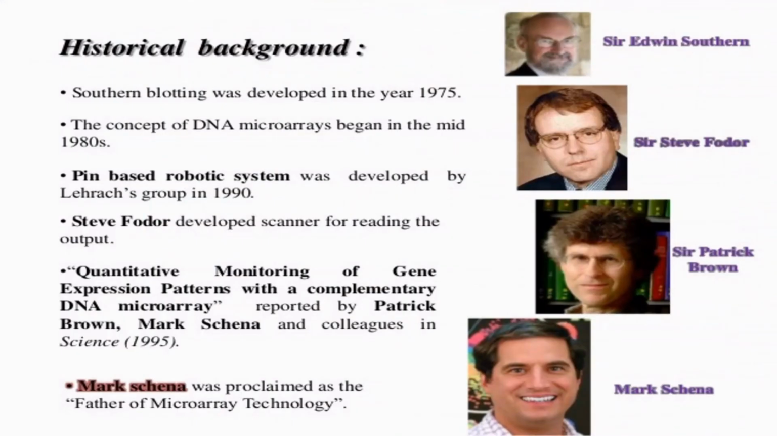Historical background. Let's review some historical background. Every person on the screen made some contribution to DNA microarray. The principle of DNA microarray is based on the Southern blotting technique. The concept of DNA microarray began in the mid-1980s. The robotic system was developed by the Lehrach group in 1919, and Steve Fodor developed the scanner for DNA microarray, and finally the gene expression pattern with complementary DNA microarray was reported by Patrick Brown and his colleagues, and Mark Schena and his colleagues.